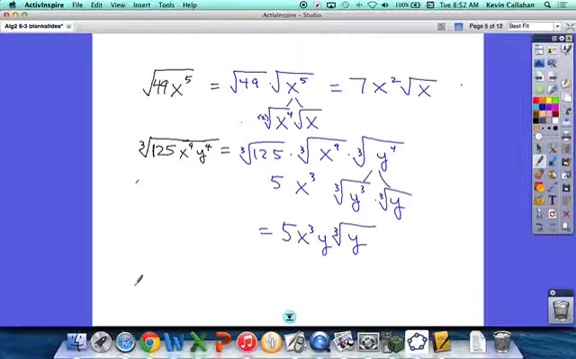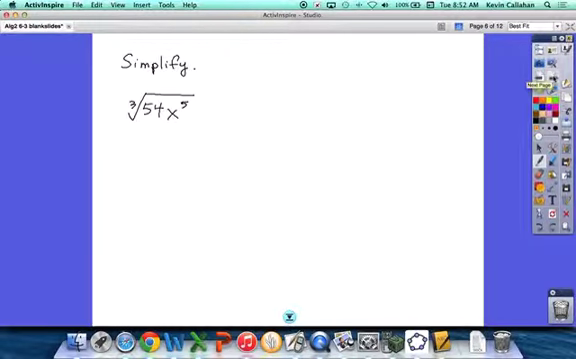So I think they've got one more for just plain simplifying. Before we start multiplying, we're going to simplify. Try to do that one. And first, actually I'm going to do this one, and then you do one. So this is going to be the cube root of 54 times the cube root of x to the fifth.